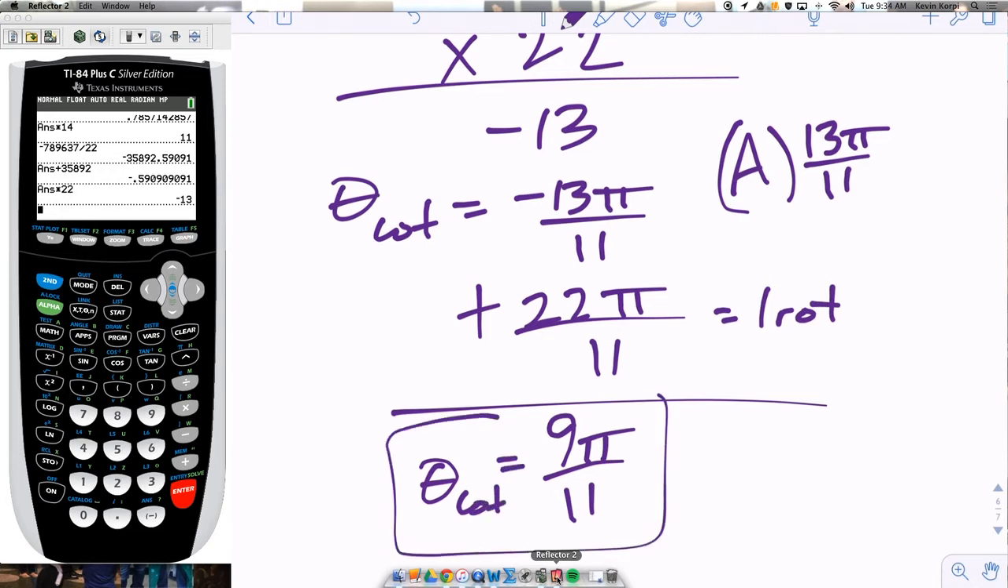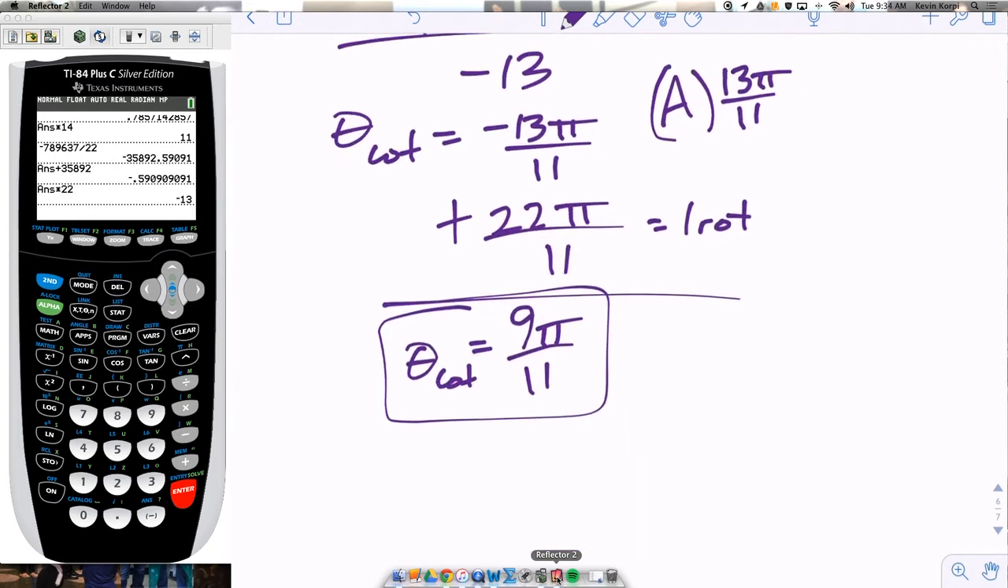So just remember, if it's a negative angle, you have that one extra step at the end. You add one more full rotation to it, whether it's 360, whether it's 22 pi 11ths, whether it's 14 pi sevenths, you add one full rotation. Okay, so now we have the coterminal angle.